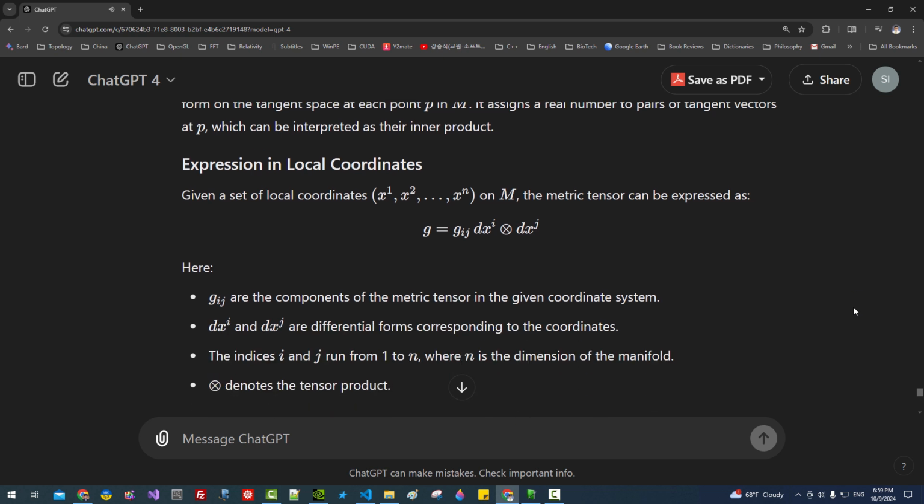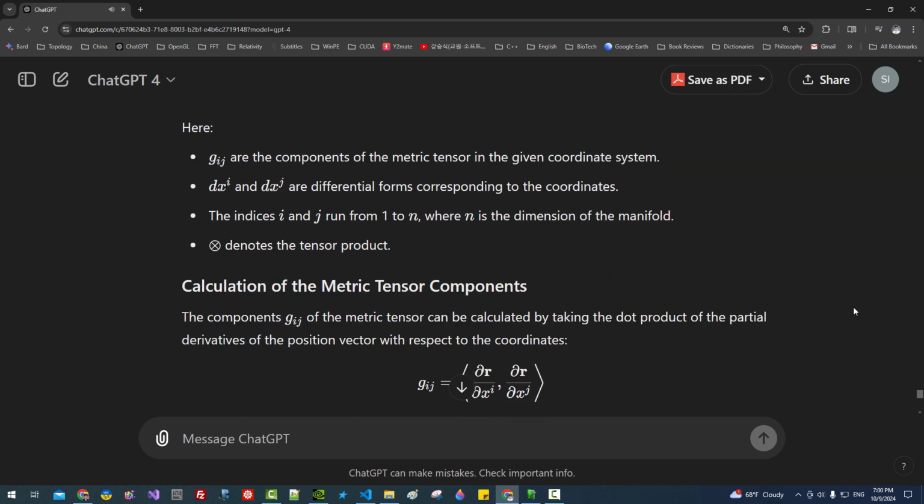Expression in local coordinates. Given a set of local coordinates, x^1, x^2, dots, x^n, on M, the metric tensor can be expressed as g equals g_ij dx^i tensor dx^j. Here, g_ij are the components of the metric tensor in the given coordinate system. dx^i and dx^j are differential forms corresponding to the coordinates. The indices i and j run from 1 to n, where n is the dimension of the manifold. The tensor symbol denotes the tensor product.